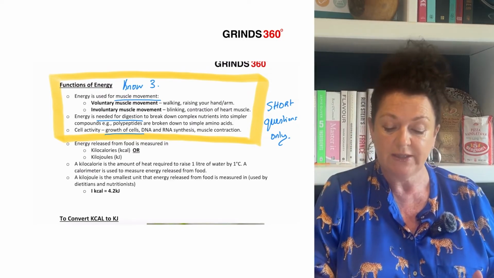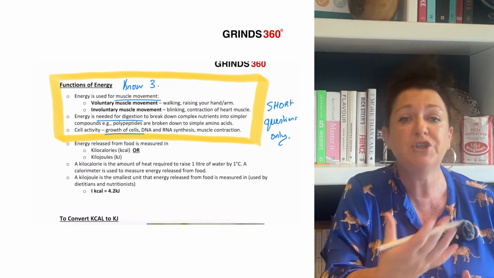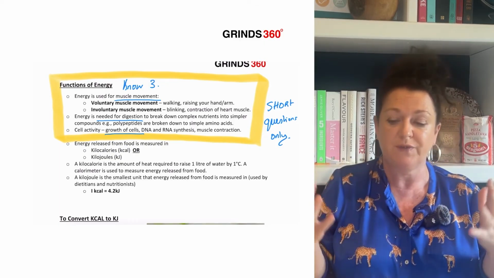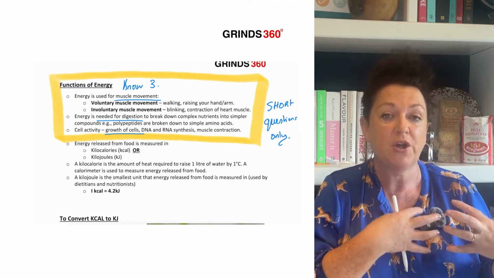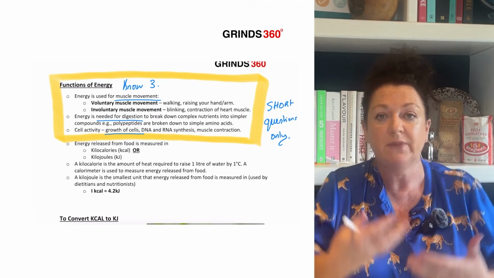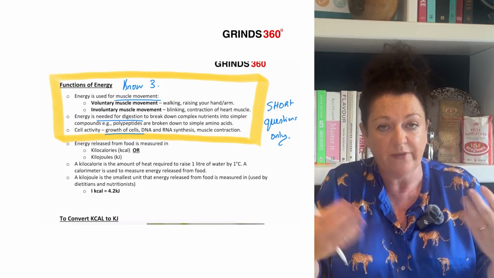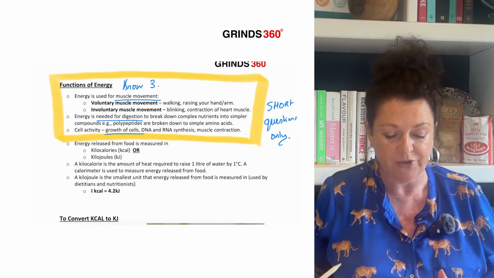So energy is needed for muscle movement. We have voluntary and involuntary. So I choose to walk, I choose to run, I choose to swim. Involuntary, my eyes blinking, my heart, the muscle of my heart pumping, contracting, relaxing, the muscle of my diaphragm as I breathe. These are all involuntary actions, but they still require a source of energy.